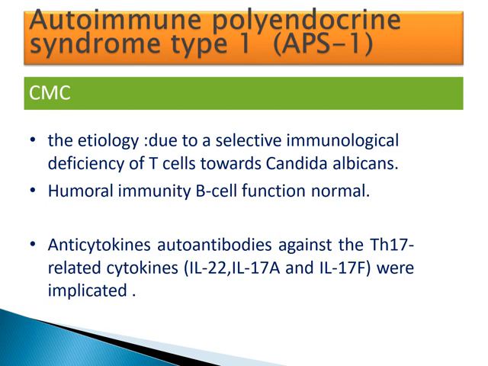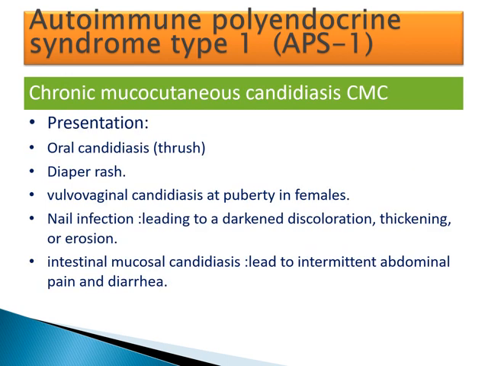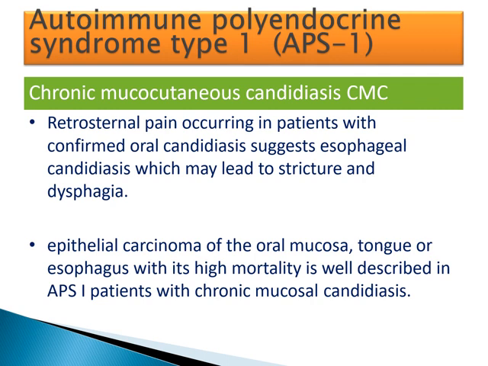It usually presents with oral thrush, diaper rash, vulvovaginal candidiasis at puberty in females, nail infection leading to darkened discoloration, thickening or erosions, and intestinal mucosal candidiasis leading to intermittent abdominal pain and diarrhea. Retrosternal pain occurring in patients with a confirmed oral candidiasis suggests esophageal candidiasis, which may lead to stricture and dysphagia. Epithelial carcinoma of the oral mucosa, tongue, or esophagus, with its high mortality, is well described in APS1 patients with chronic mucocutaneous or mucosal candidiasis.